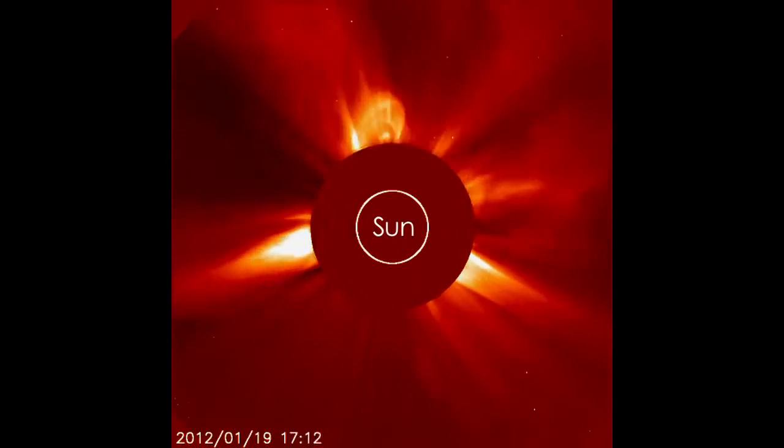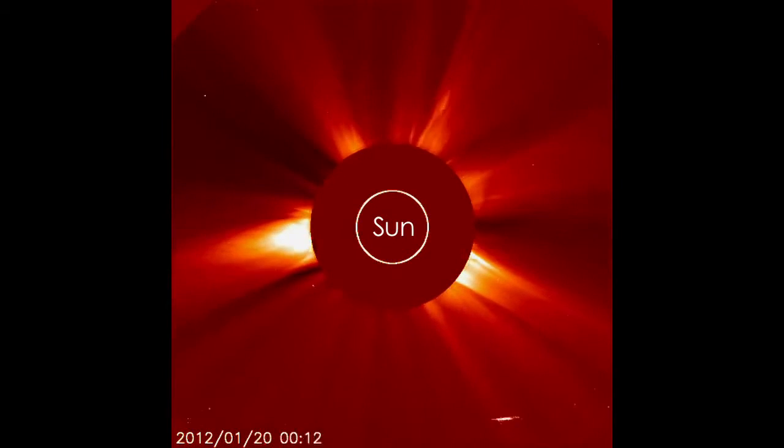A coronal mass ejection, or CME, is an eruption of plasma from the sun that shoots out into space, and it could affect us here at Earth.